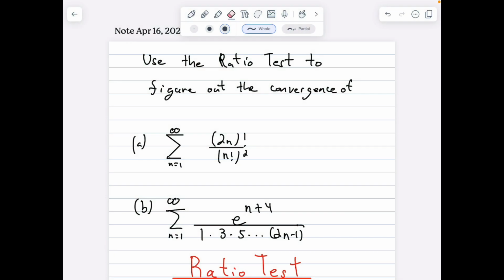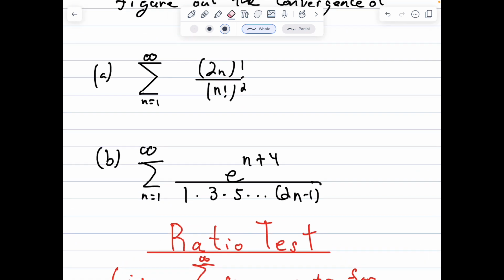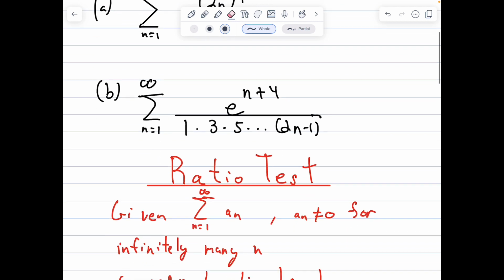Alright, hello everyone. Welcome to the second video on the ratio test to figure out the convergence of a series. Today we're going to be looking at series B here, which is the sum from n equals 1 to infinity of e to the n plus 4 divided by the quantity 1 times 3 times 5 up to 2n minus 1. That basically stands for the product of odd numbers starting from 1 up to 2n minus 1.